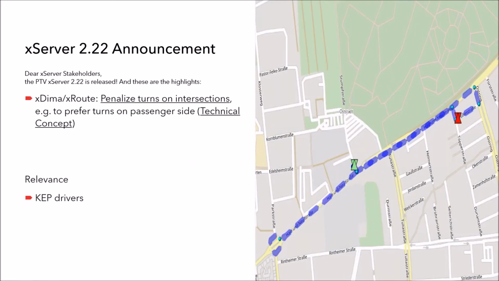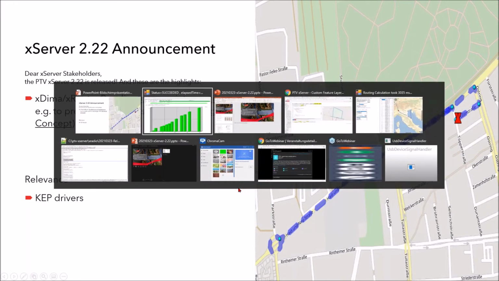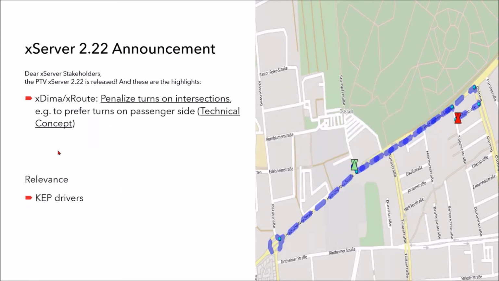The next topic is about routing and also xDima routing. We've invented a new feature which allows you to parameterize or to enforce that the turning maneuvers in a routing consider, for example, the driver's passenger side, so we can ensure that you are leaving the vehicle on the proper side or not taking turns, let's say turning left, which is said to be more complicated or more dangerous than a routing where you only consider turning into the right direction.